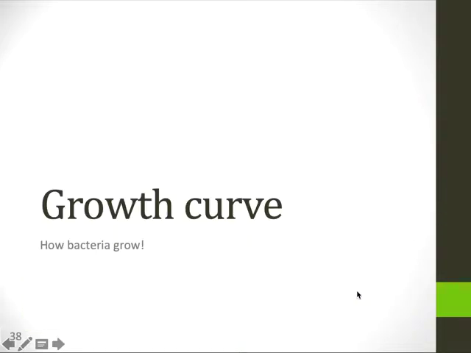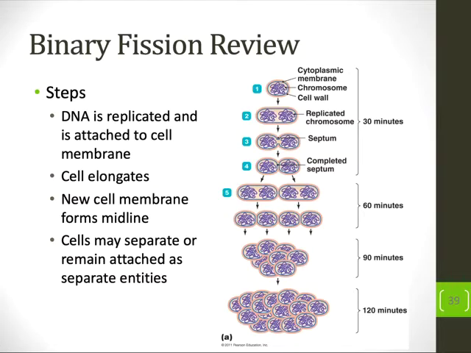So now we'll look at the growth curve of bacteria, how bacteria grow. They grow by binary fission, so a cell divides and divides and divides. First of all, the nucleic acid components, the DNA, will replicate. The cell then will become longer, preparing the cell for division. The nucleic acid will divide, and then the cytoplasm and the cell wall will divide as well.